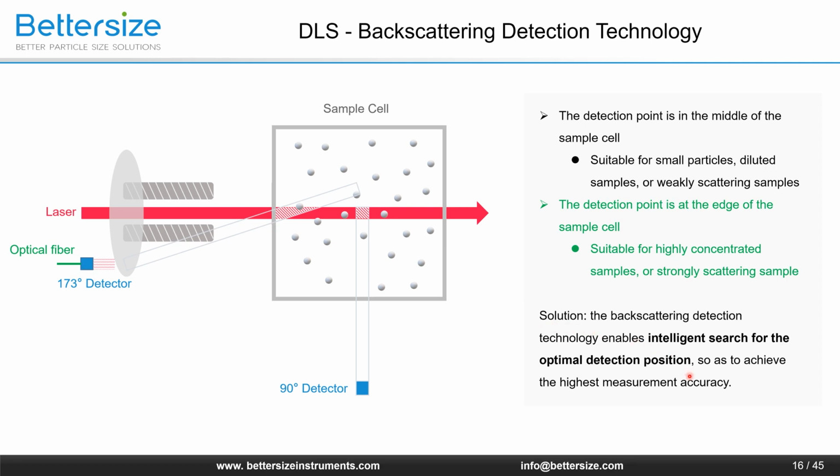The optimal detection position and laser intensity are determined intelligently for each specific sample according to its concentration, size, and scattering ability. By doing so, the BeNano achieves the highest measurement accuracy.